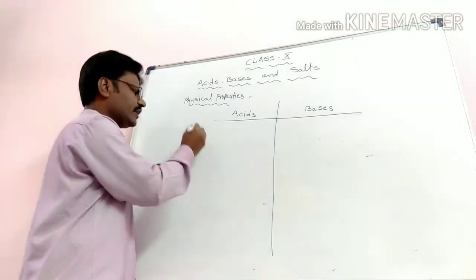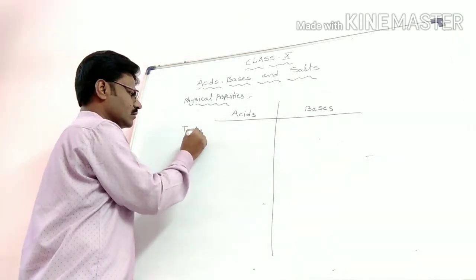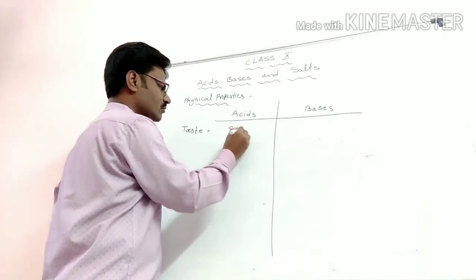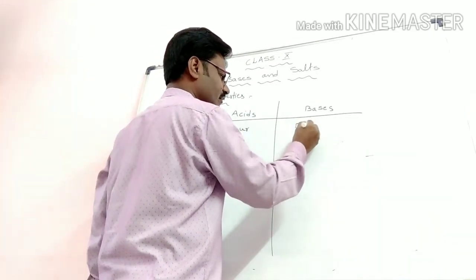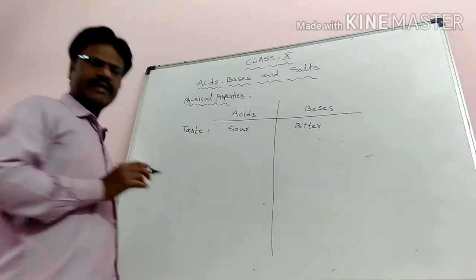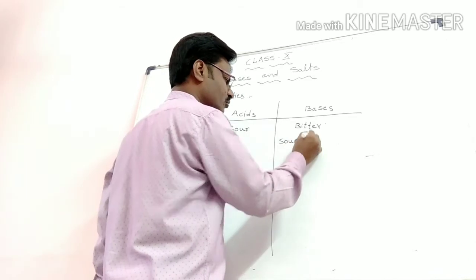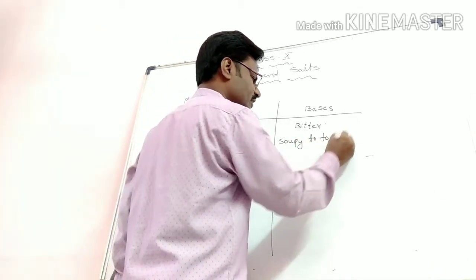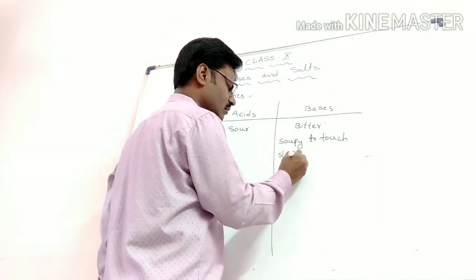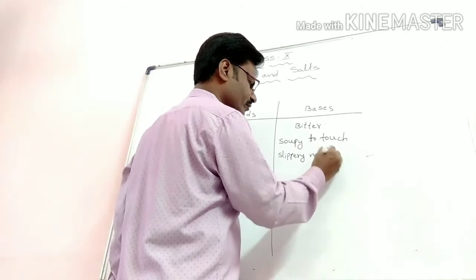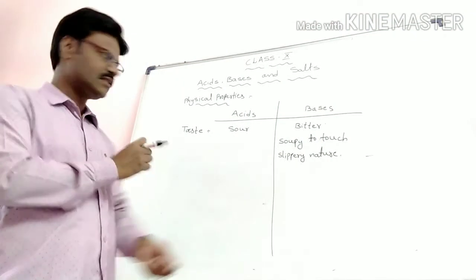Acids are sour in taste, if you are tasting them. Bases are bitter in taste, and bases are soapy to touch. Soapy to touch means slippery nature. And by using some indicators we can identify the acids and bases.